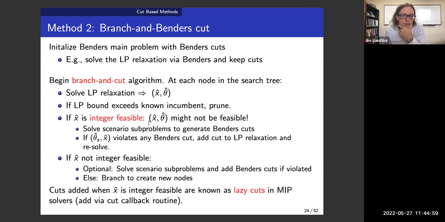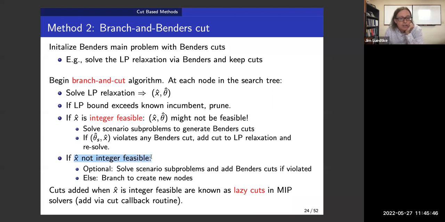But in this case, we have to be careful, because the solution I get might not be feasible. In this branch and Benders cut approach, I haven't added all Benders cuts, right? I'm adding them only as I need them on the fly, and this is exactly when I need them. So when I have an integer feasible solution, I have to check: does this theta hat really record the cost of the recourse correctly? So I solve the scenario subproblems. If there is any discrepancy, I add those Benders cuts to the LP relaxation and then resolve that node LP relaxation again. At that point, it may become fractional, or maybe I find no more Benders cuts. That's the key thing that's new about the branch and Benders cut approach.